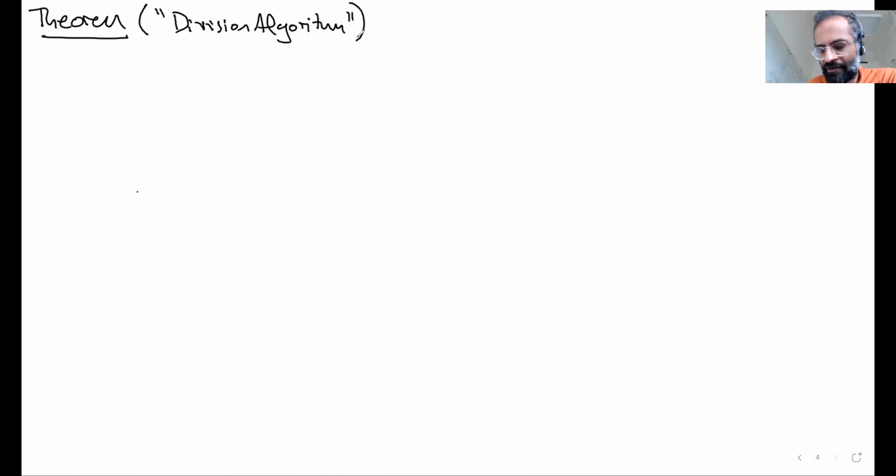And a theorem is just an important proposition. It's not anything different. An important proposition is called a theorem. So here's what it says.